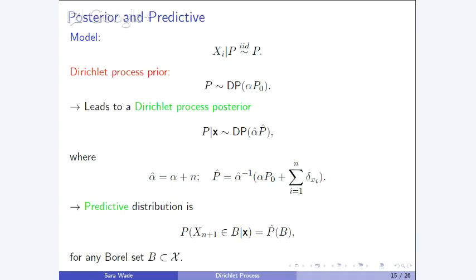So if my model is that Xi given P are IID P, and I put a Dirichlet process prior on P, then I have a Dirichlet process posterior with updated parameters. So the Dirichlet process is the conjugate prior. My updated parameters are, again, I increase my precision parameter by n. So I'm more confident now in my mean parameter, which again, we can just write as a mixture of my prior guess and the empirical distribution function, or empirical probability measure. And the predictive distribution is just the same: a mixture of our prior guess and the empirical.